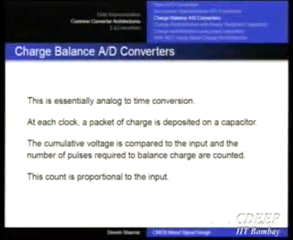Notice a slight subtlety of terminology: charge balance versus charge sharing. Charge sharing converters could include, for example, successive approximation registers and so on. Those are faster. Now, right now, what I am talking of is essentially an integrator, right?